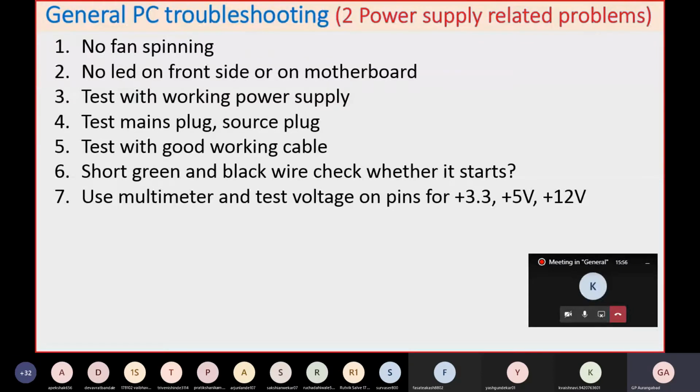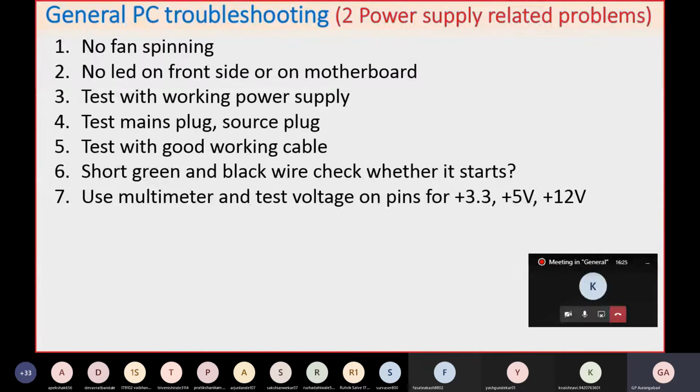Then the best way to ensure whether your power supply is working or not is, if you have a multimeter, which you have already studied now. If you can see this particular orange pin and black, you will get plus 3.3 volts. If you measure black and red, then you will get plus 5 volts. And if you measure the yellow wire and black wire, you will get plus 12 volts.